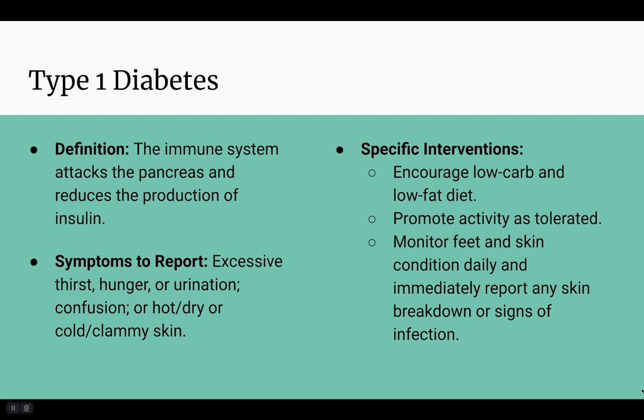Type 1 diabetes. Definition: the immune system attacks the pancreas and reduces the production of insulin. Symptoms to report: excessive thirst, hunger or urination, confusion, or hot, dry, or cold, clammy skin. Specific interventions: encourage low-carb and low-fat diet. Promote activity as tolerated. Monitor feet and skin condition daily, and immediately report any skin breakdown or signs of infection.